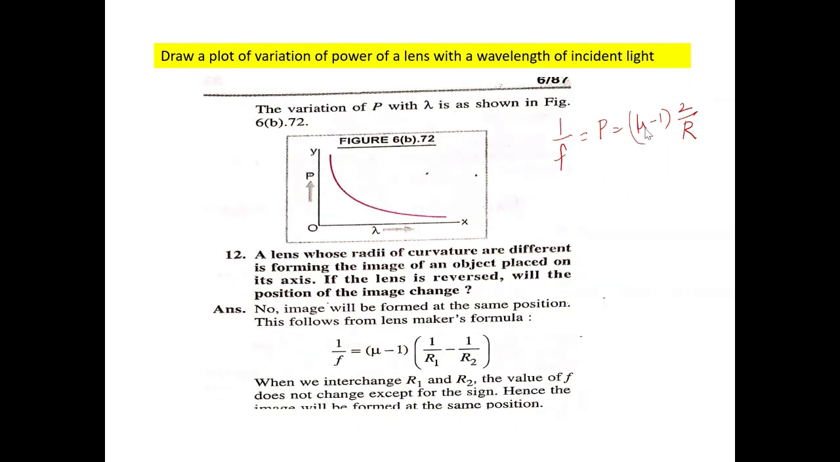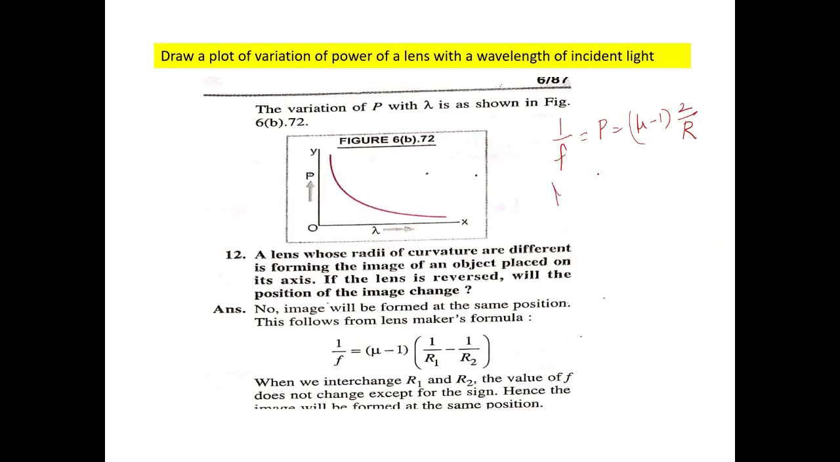Is there any relation between refractive index of the lens and wavelength of light? Refractive index mu is inversely proportional to lambda. The refractive index of the lens for red color, mu r, is less than the refractive index of the lens for violet color. So refractive index of the lens is inversely proportional to lambda. Refractive index of the medium is a function of wavelength.